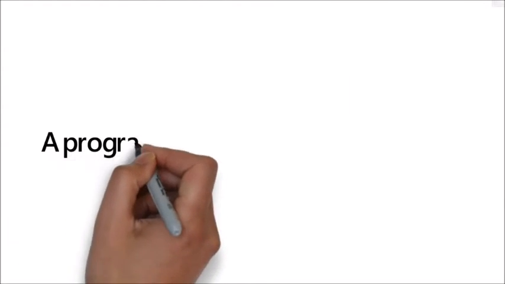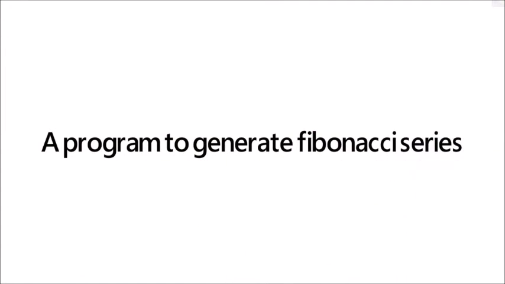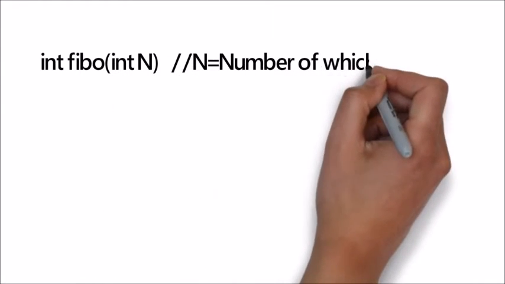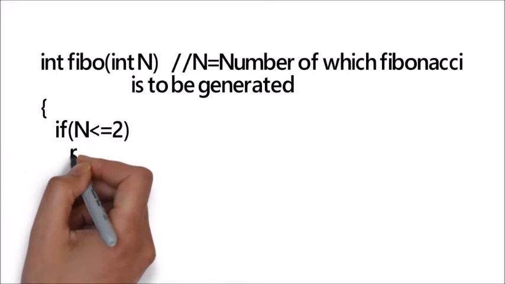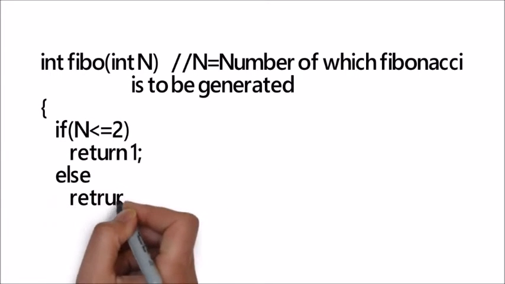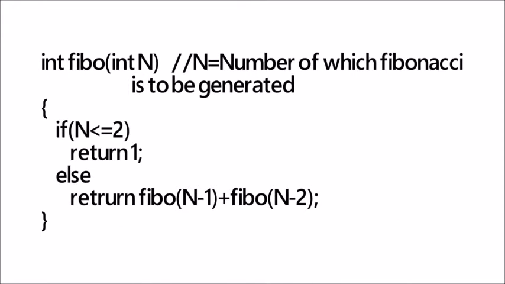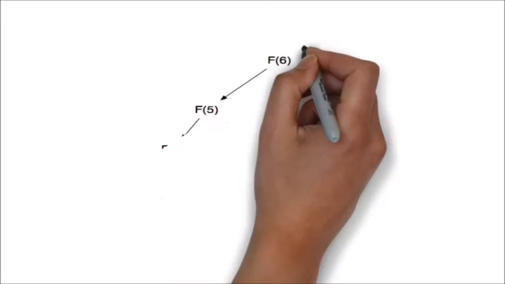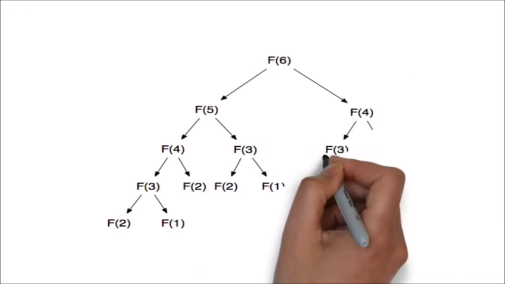Here's another recursive program to generate the Fibonacci series. Fibo is our recursive function and n is the nth term, and we know that the nth term is always the sum of its previous two terms. Observe the program carefully. If n is smaller than or equal to 2, return 1, else return Fibo(n minus 1) plus Fibo(n minus 2). The program can be understood by looking at this tree diagram to generate the series.